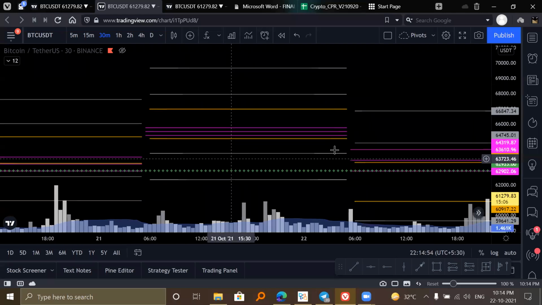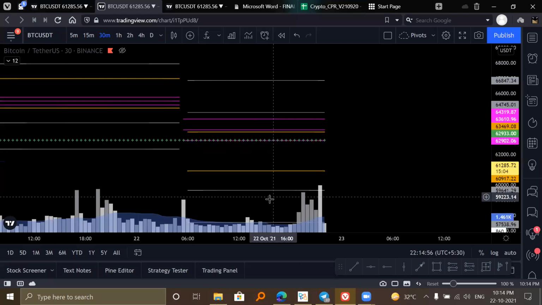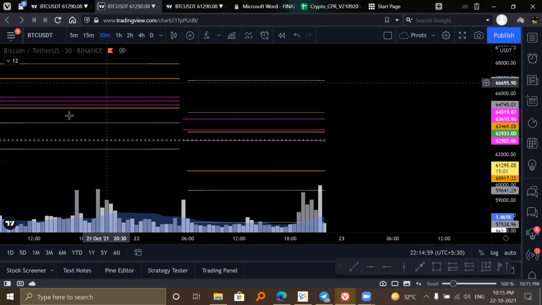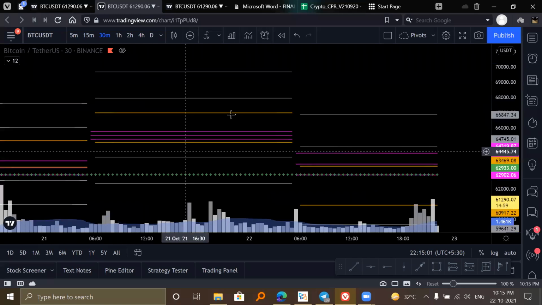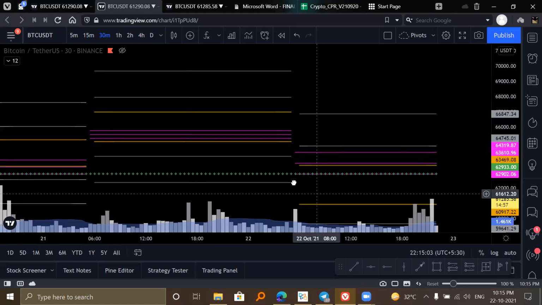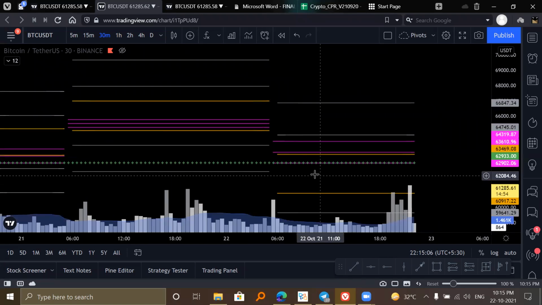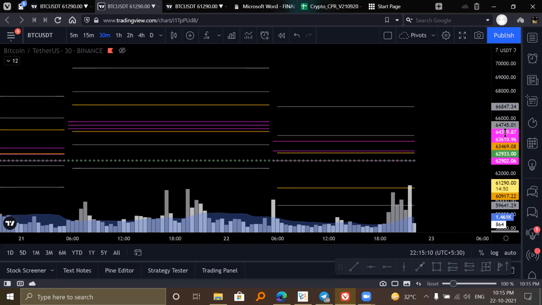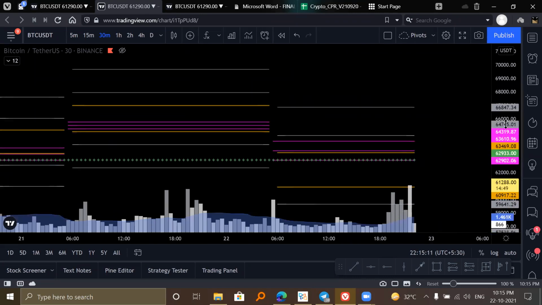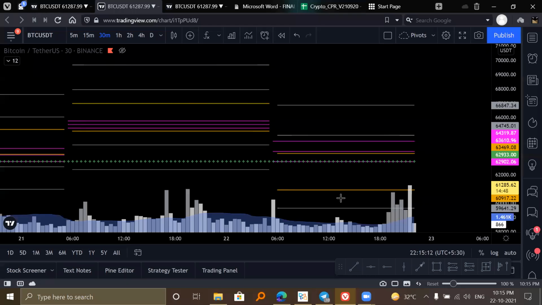Suppose these are the pivots of today. These pivots are derived from the high, low, and close of yesterday. If there are weekly pivots, then they will be derived from the previous week's data. This is not a lagging indicator like RSI, MACD, and others, but a leading indicator.